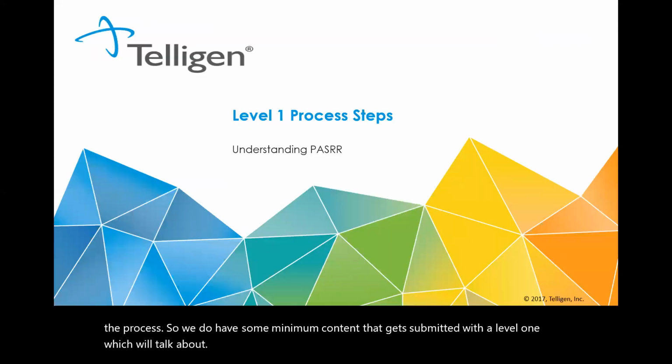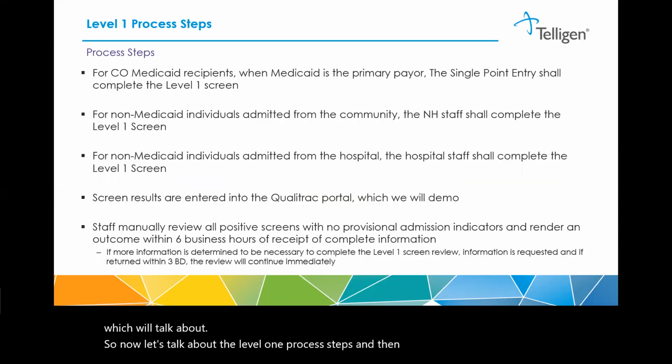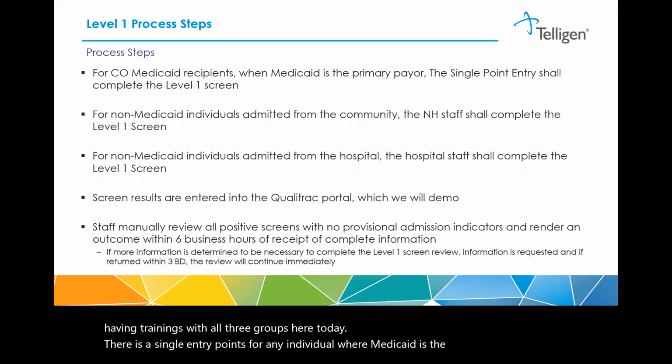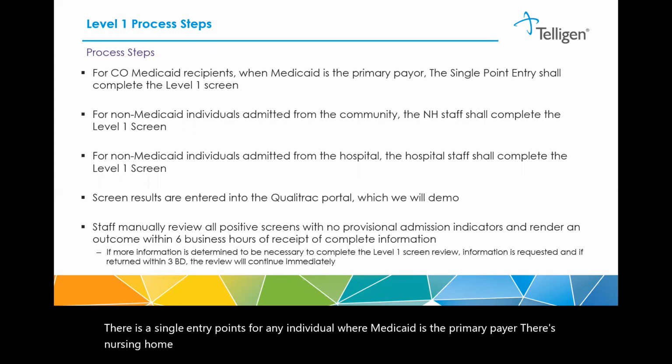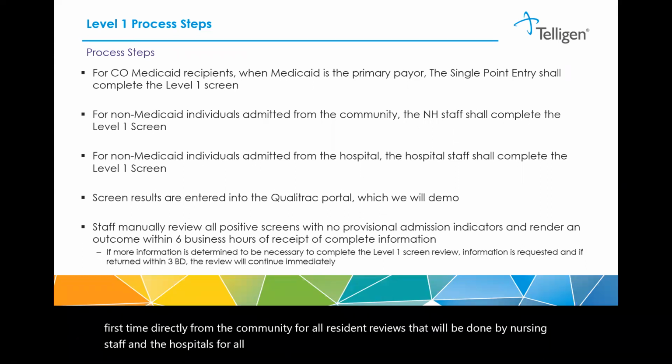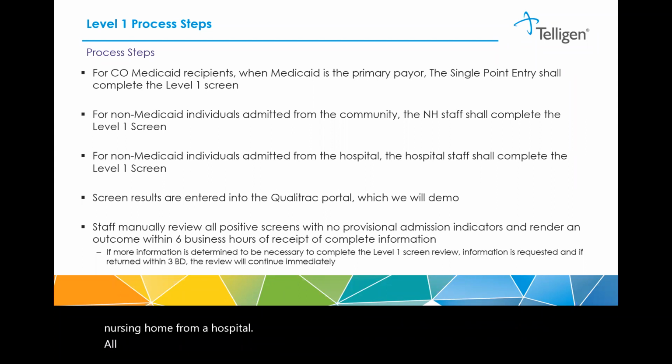So now let's talk about the level one process steps, and then we'll get into the demo. There are three stakeholder groups that would be completing a level one screen, and we're having trainings with all three groups here today. There's a single entry point for any individual where Medicaid is the primary payer. There's nursing home staff for individuals with non-Medicaid funding looking to admit for the first time directly from the community, or for all resident reviews that'll be done by nursing staff. And the hospitals for all non-Medicaid funded individuals being referred directly to a nursing home from a hospital. All of these screens will be directly entered into the Qualatrack portal, which we're going to demo shortly.